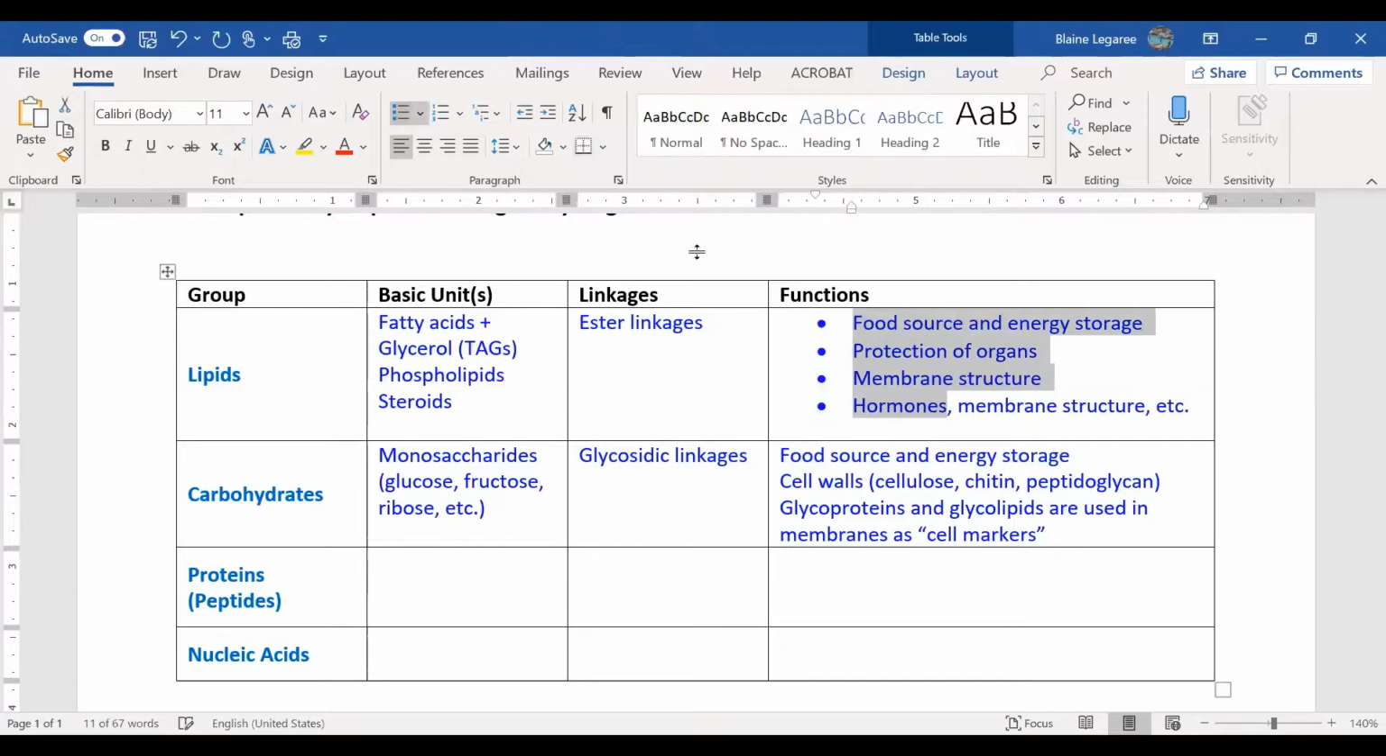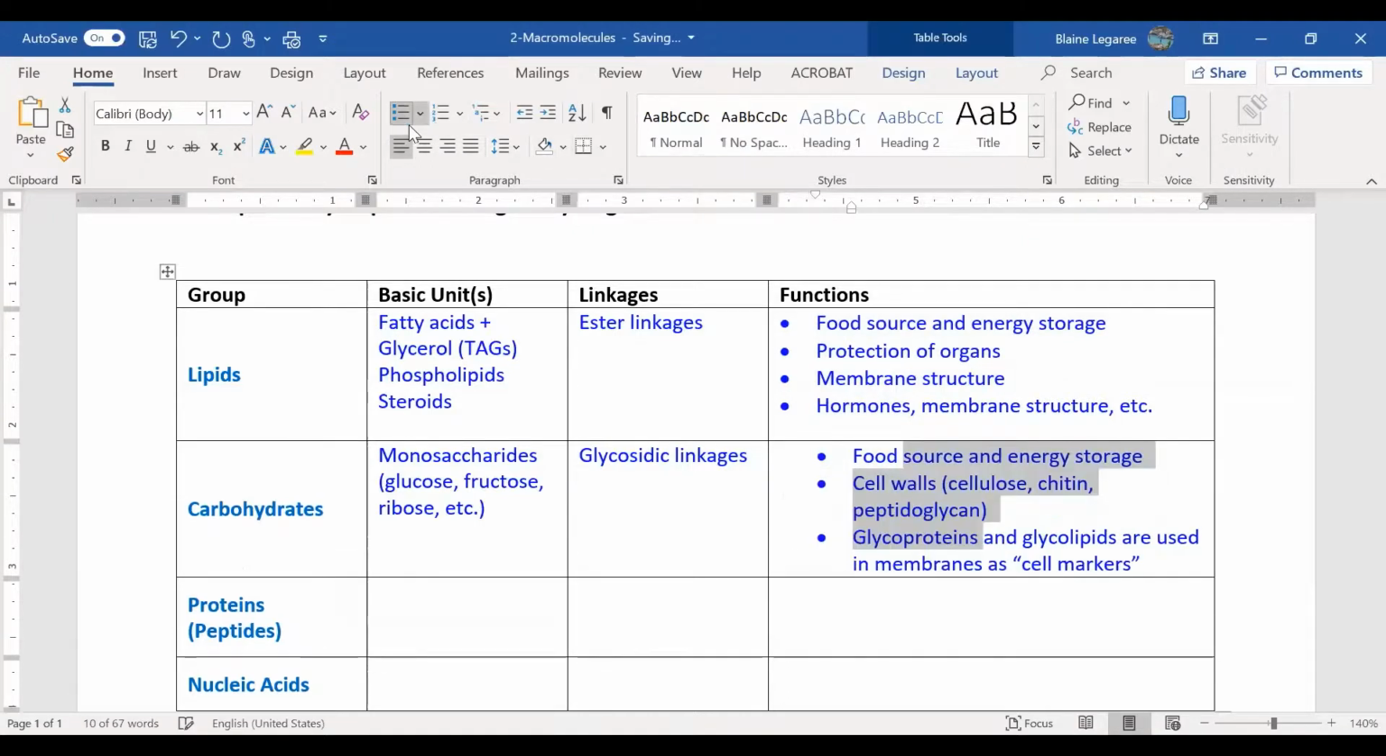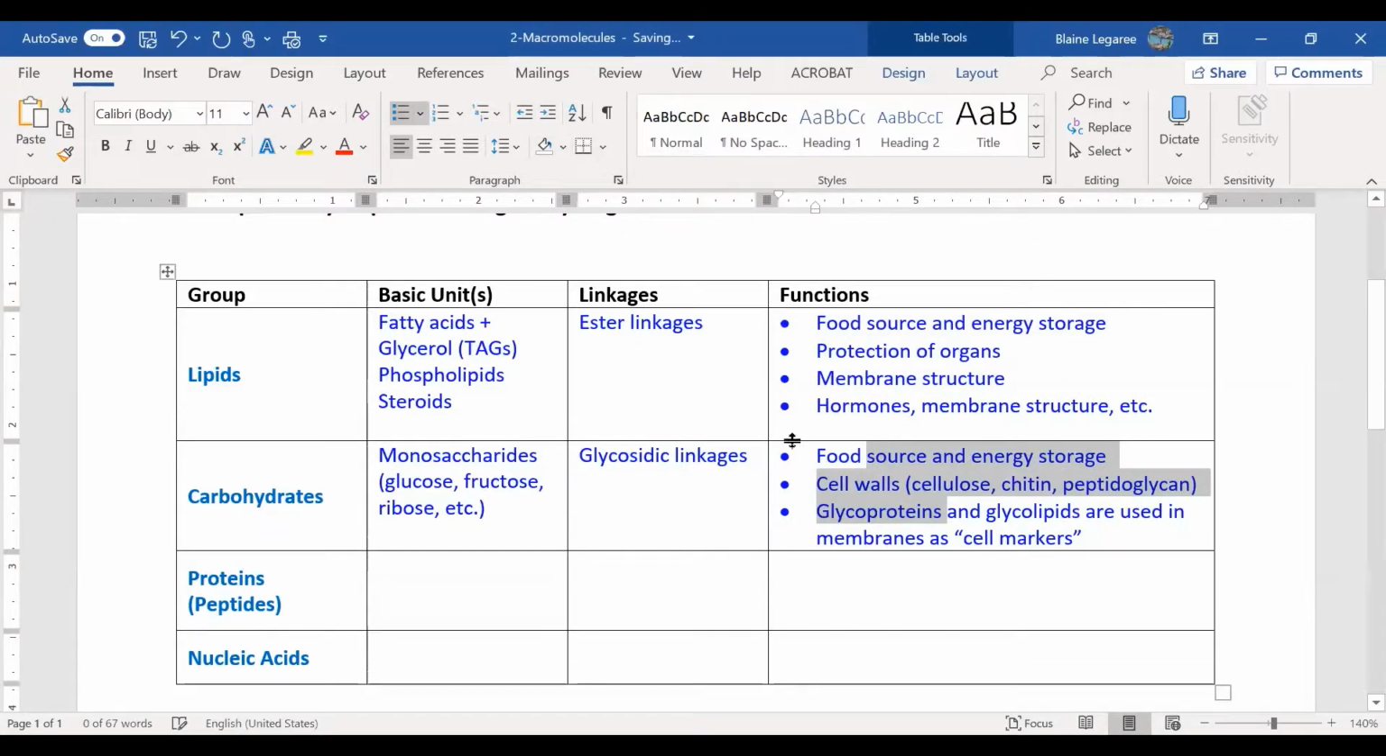Okay, well, maybe what I'll do just to make these easy to read is I'll bullet point them, and that way you can see them a little bit better. There we go.